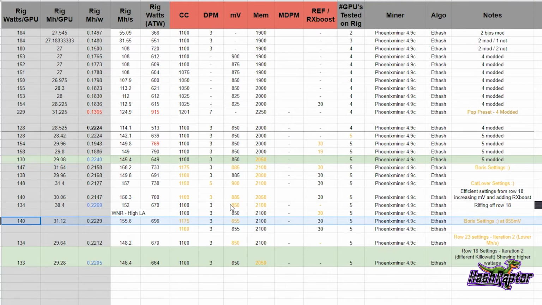Now, I did do some BIOS mods. They didn't really help a lot. And I don't know if that's because I've got mining edition cards. I'm not sure what's up with that. You guys take a look at it. I really don't know. Should I have expected more from BIOS mods? In this case, on these cards, it didn't seem to help.